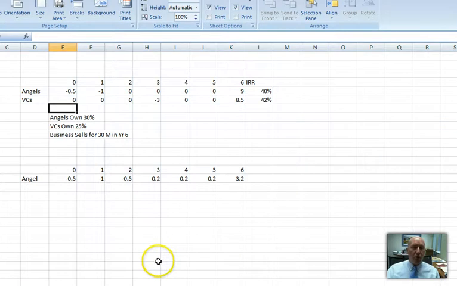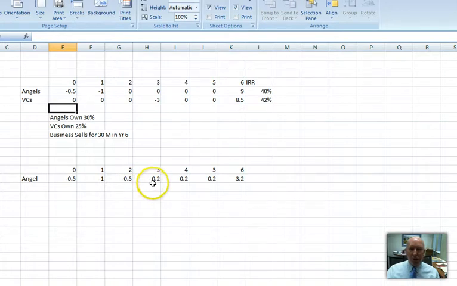So let me show you one more example. Here we're just going to assume that there was only an angel investor. In year 0, they invested $500,000. In year 2, they invested $1 million. Again, because they're investments, they have negative numbers before them. And in year 2, they had to put an additional $500,000 in to try to keep the business afloat.